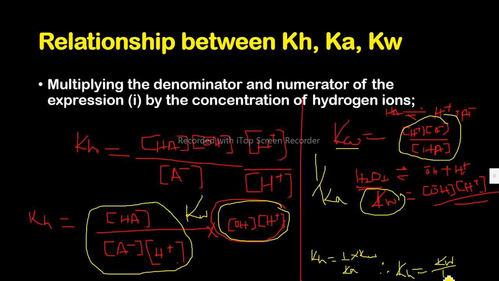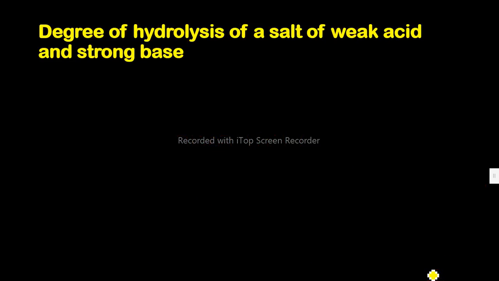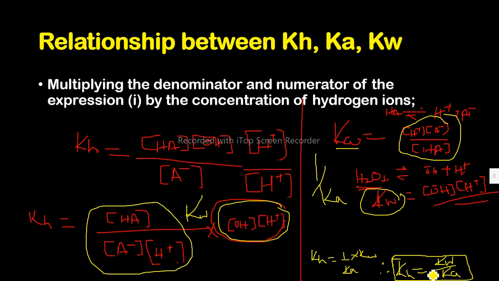So am I wrong to conclude that therefore my KH, hydrolysis constant, is equal to Kw out of Ka? And this equation, we shall use it frequently in the preceding examples that we shall do. This equation is so important as far as hydrolysis is concerned. So you can practice this. We are going to stop here, and in our next lesson, we shall start from there.